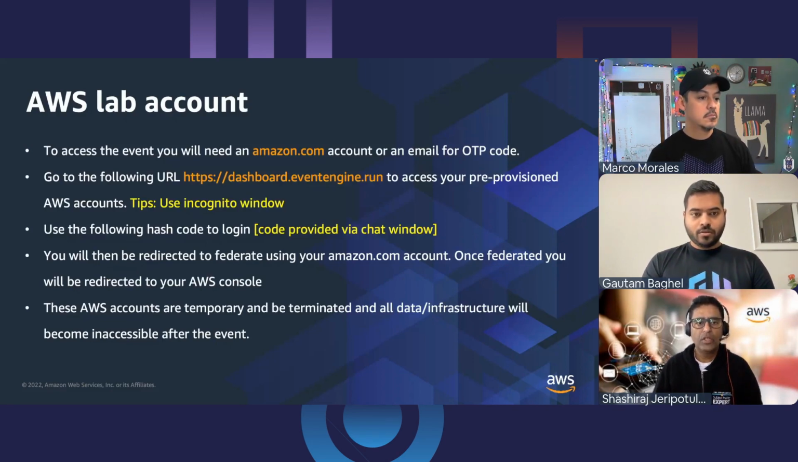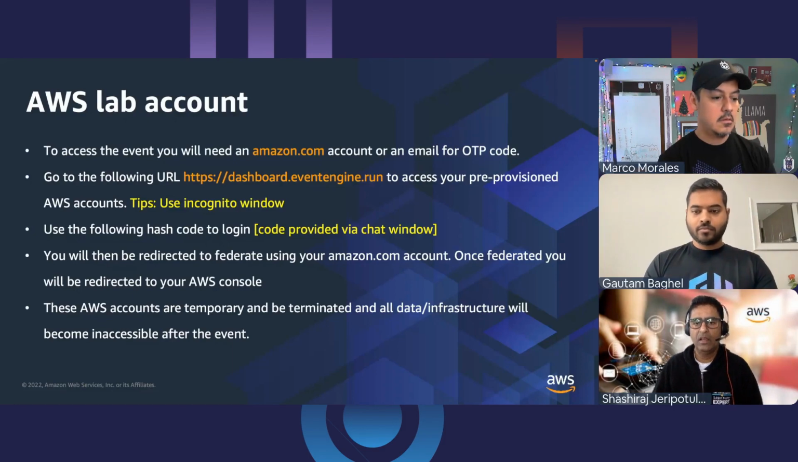So what you need to do is to access the event, right? You will be given a URL, which is dashboard.eventengine.run. Can somebody please put this link into the chat so that people can start using it? And once you get this URL, you need to enter a hash code. If somebody can also give the hash code, this will give you the option to get into the AWS account.